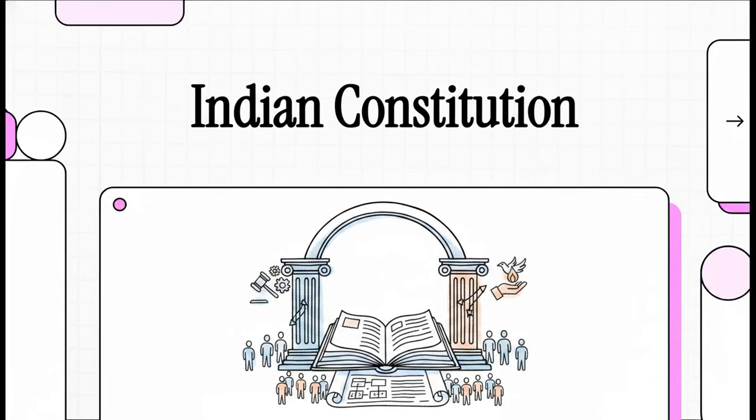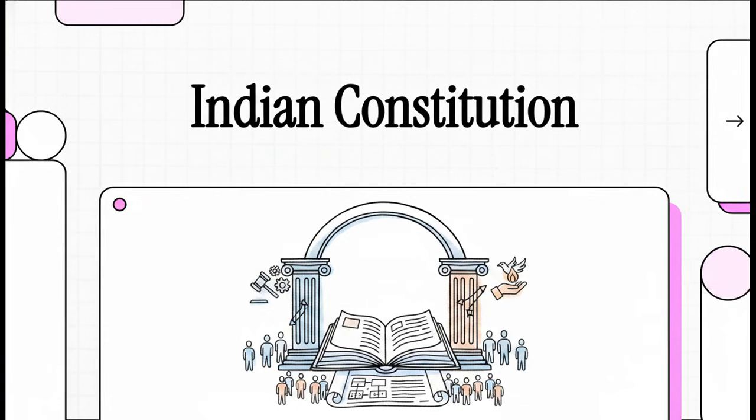Imagine trying to build the world's largest democracy literally from the ground up. You wouldn't just need a list of rules. You'd need a meticulously crafted, incredibly balanced architectural blueprint. Well, welcome to This Explainer. Today, we're opening up that exact blueprint, the Indian Constitution.